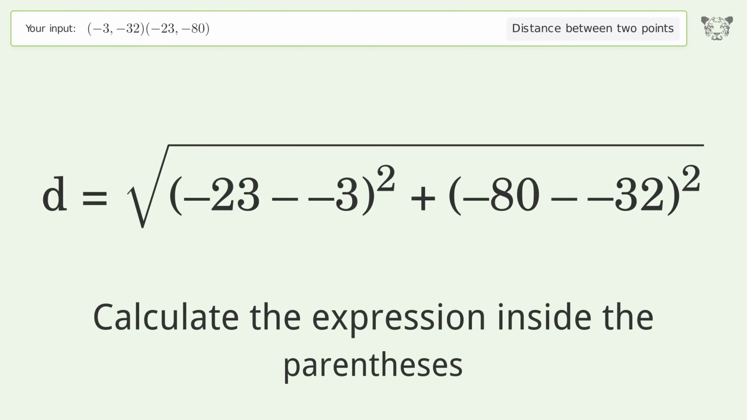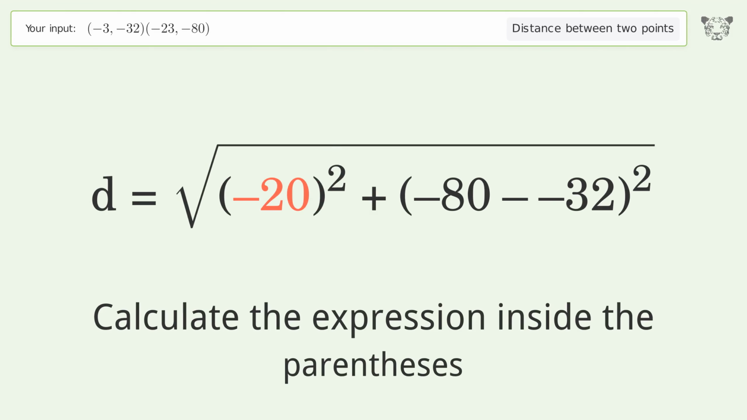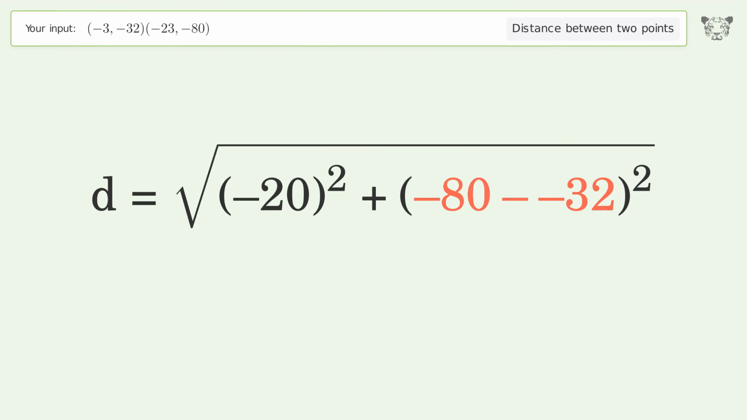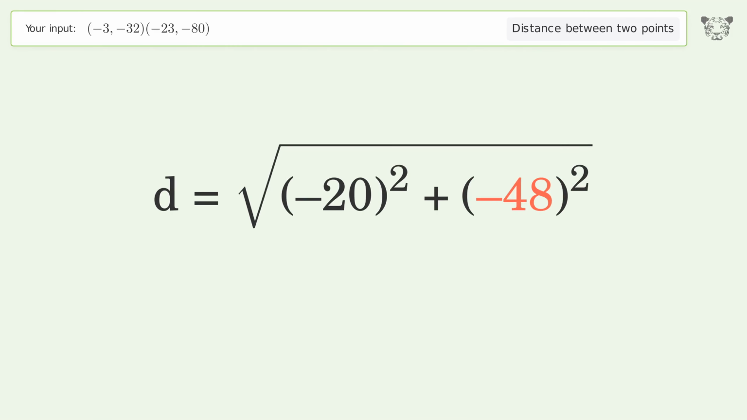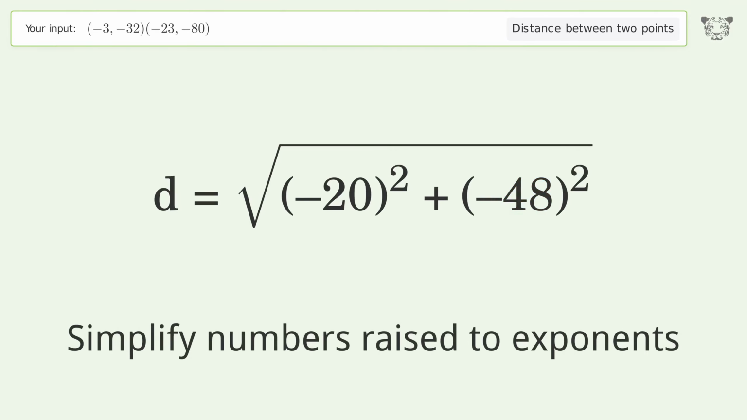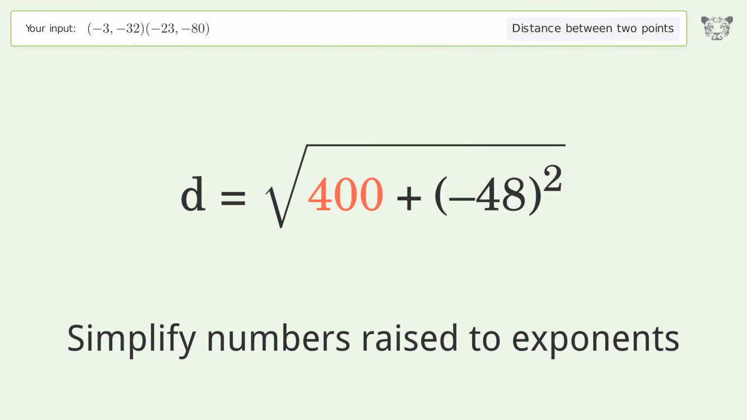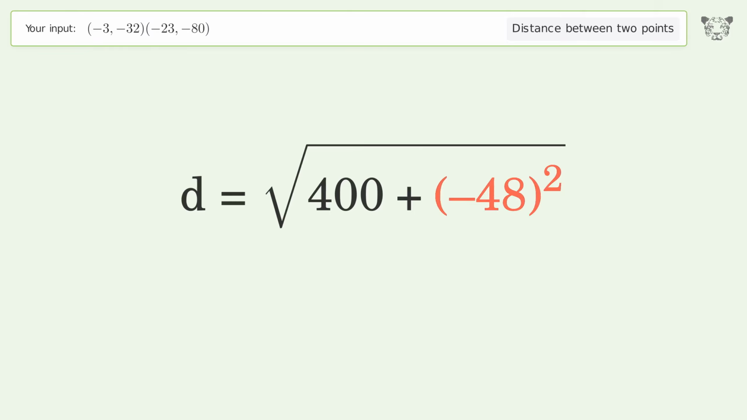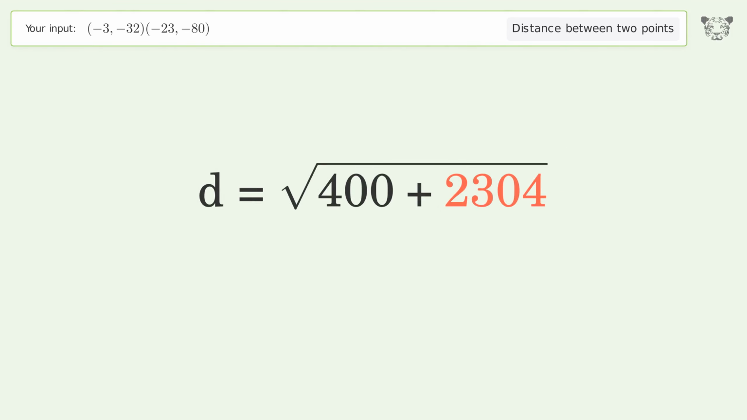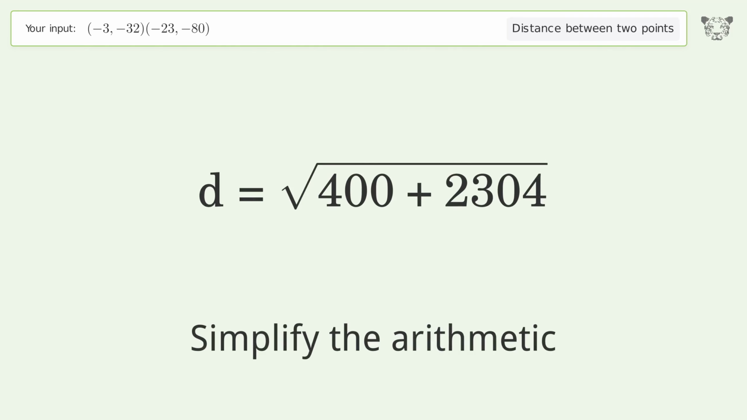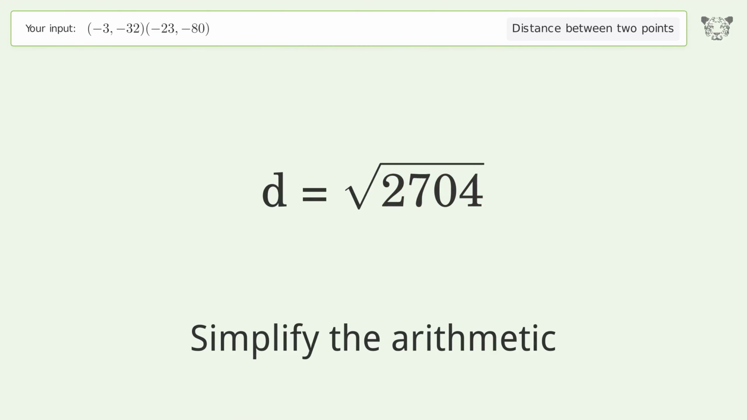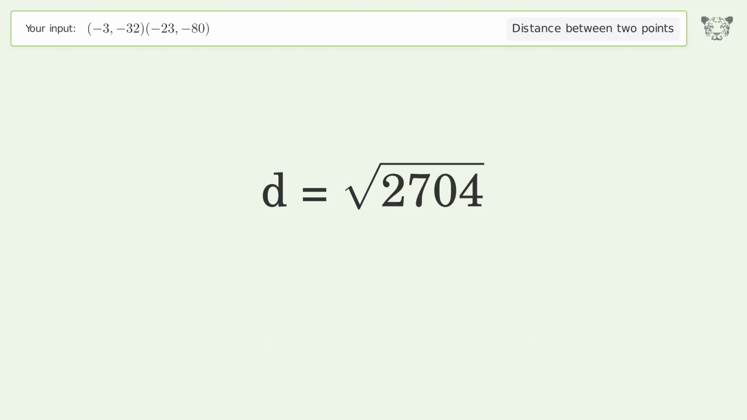Calculate the expression inside the parentheses. Simplify numbers raised to exponents. Simplify the arithmetic. And so the distance between the 2 points is the square root of 2,704, or 52.